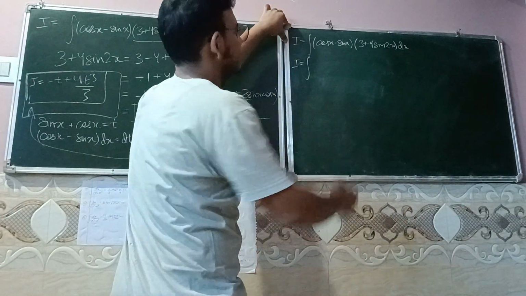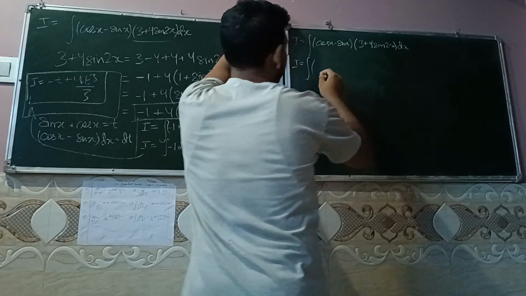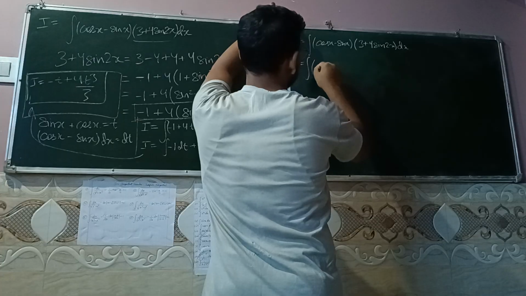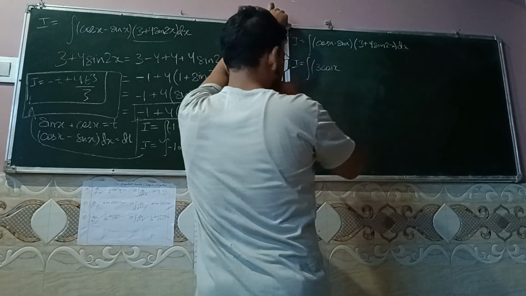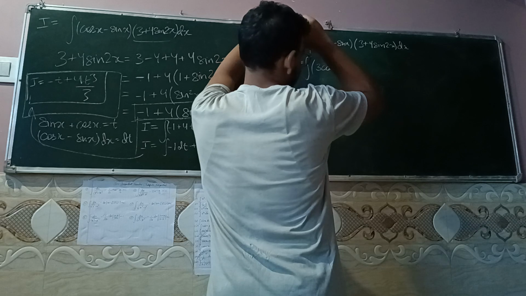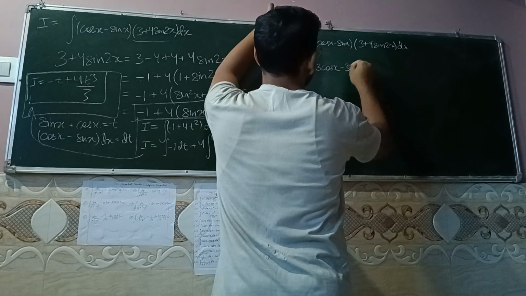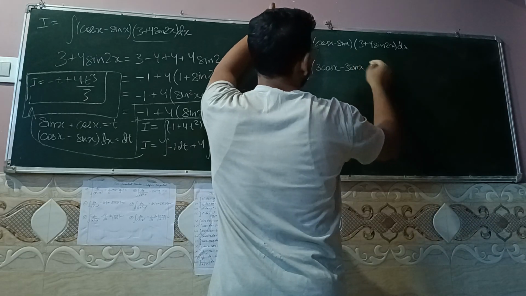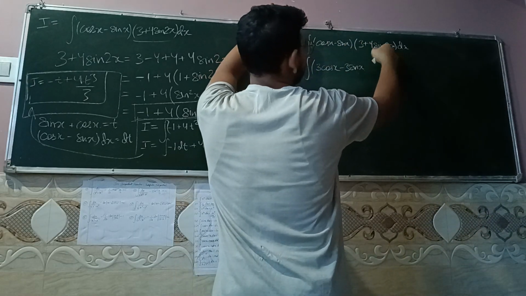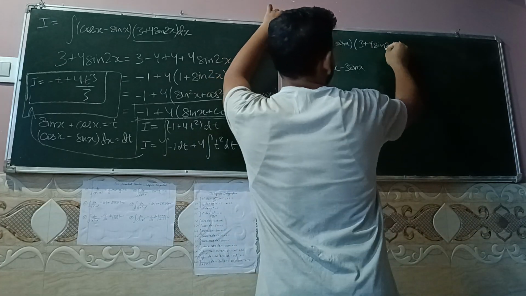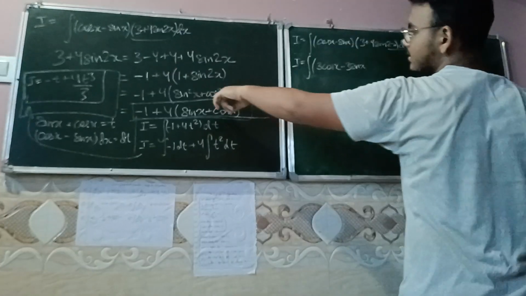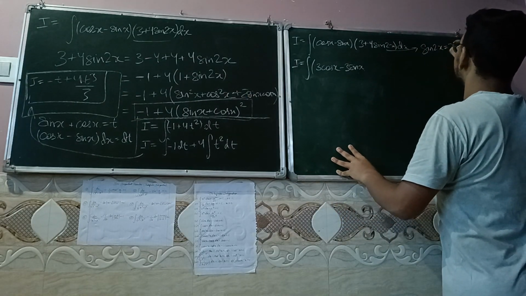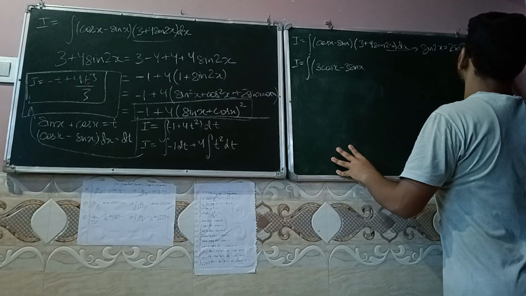Simple method, just multiplying these two things together. So here comes the bracket. Cosine of x times 3 is 3 cosine of x. Same as minus sine of x, which comes out to be minus 3 sine of x. Sine of x times 4 sine 2x. Well, sine 2x is nothing but 2 sin x cos x, right? So sine 2x is 2 sin x cos x.